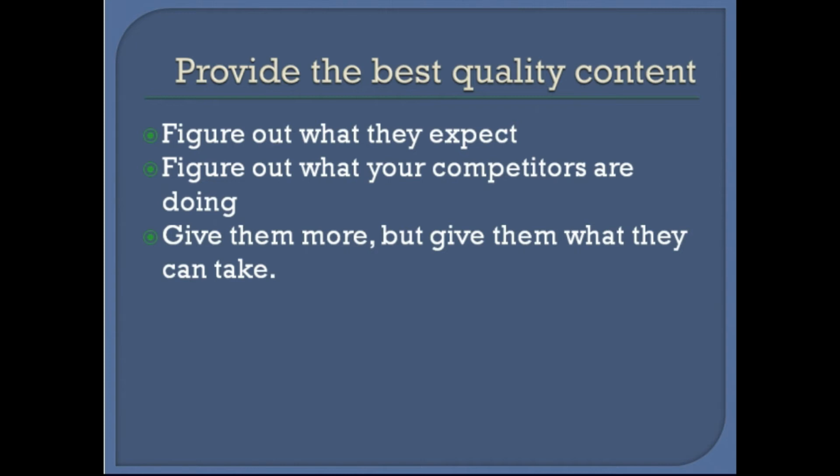Now, your competitors might have a lot of content, but that doesn't necessarily mean that it is quality content. So what I'm saying is figure out what kind of quality content your competitors are providing, and then give them more. But give them what they can take. Find that fine line and give them enough quality content that they're going to be happy. Go above and beyond and show them that you care. This is one of the biggest things that I see, the biggest dropout rates for membership sites.